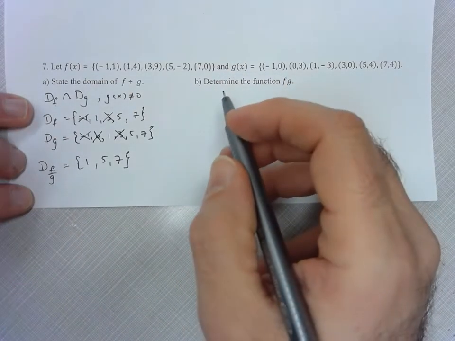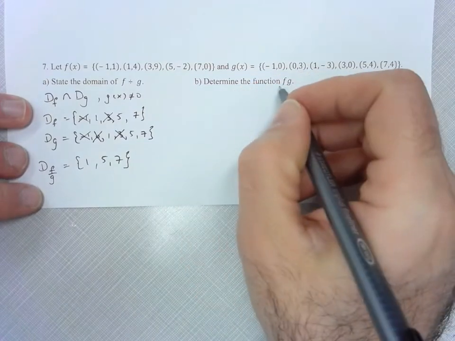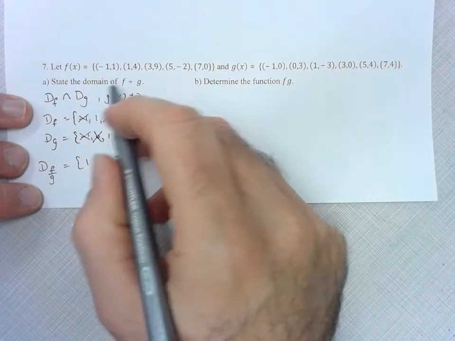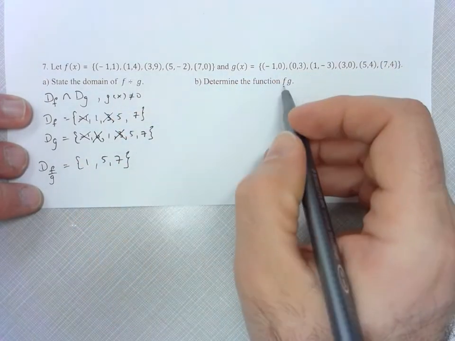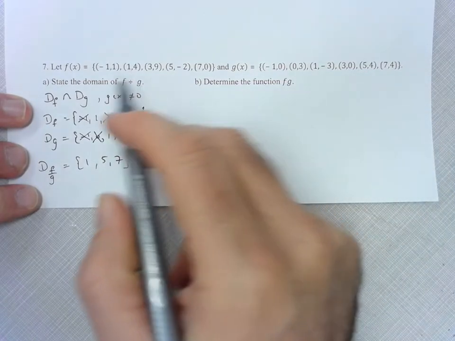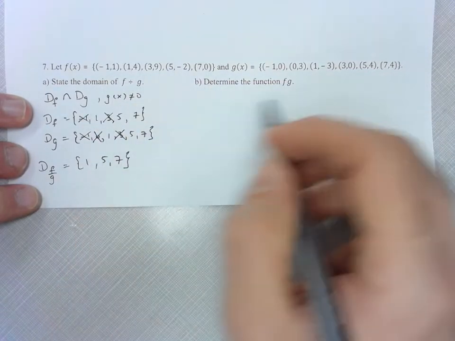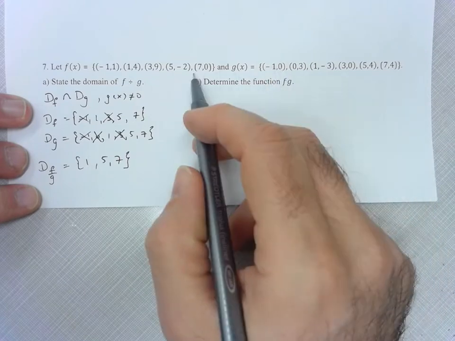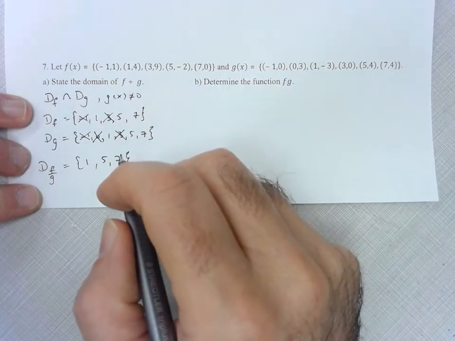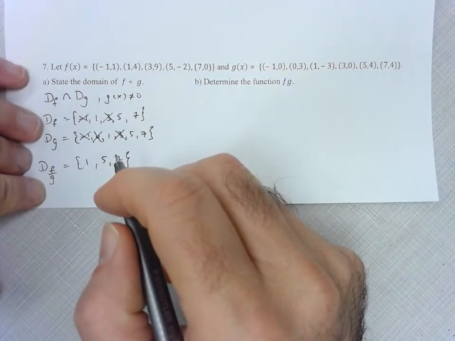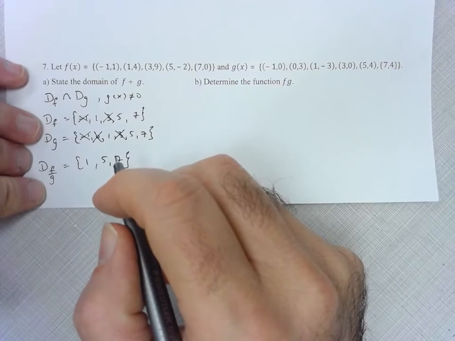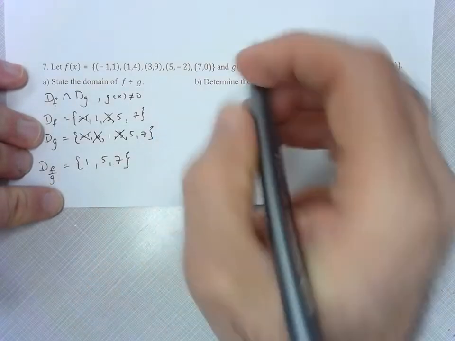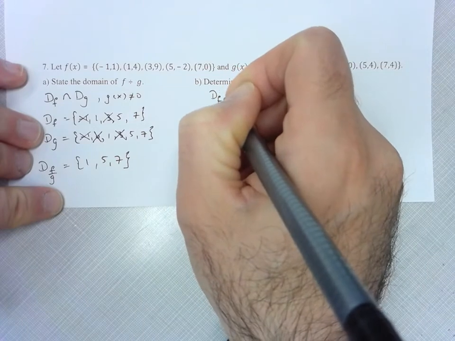Now the second one, I'm asking you to actually determine the function. Again, f and g are not given as equations, so I'm not expecting an equation as an answer. F and g are not given as graphs, so I'm not expecting a graph. They're given as sets of ordered pairs, so I'm expecting a set of ordered pairs as an answer. So first of all, let's determine the domain of fg.